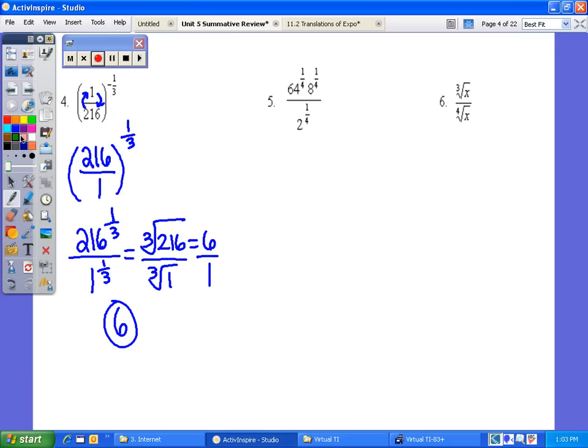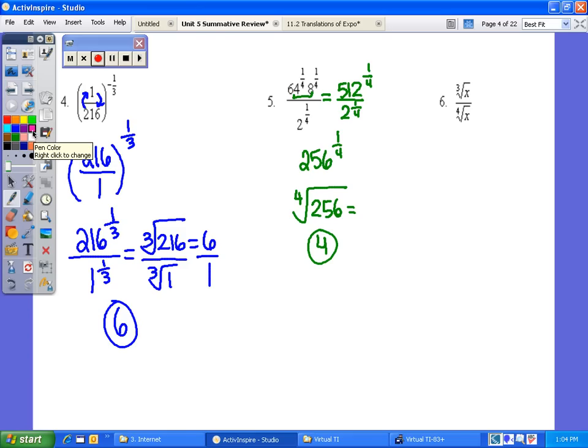Alright, we did this one in class. So you do 64 times 8, which is 512, over 2. And mindfully don't touch the exponents. Leave them alone. Divide those two, you get 256 to the 1/4, which is really the fourth root of 256, which is 4.